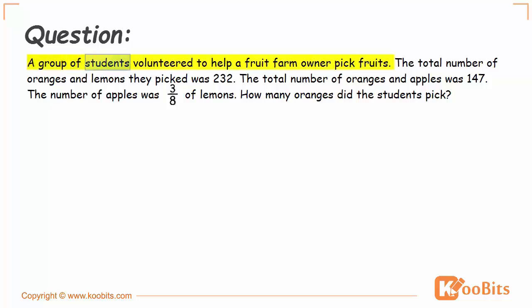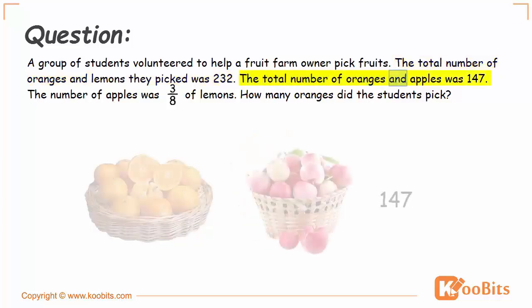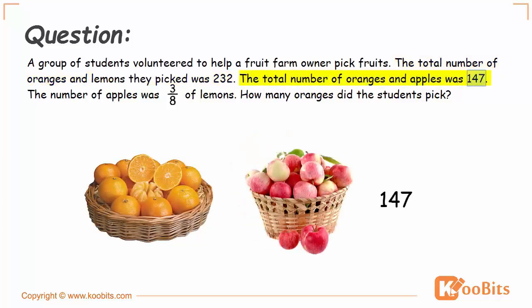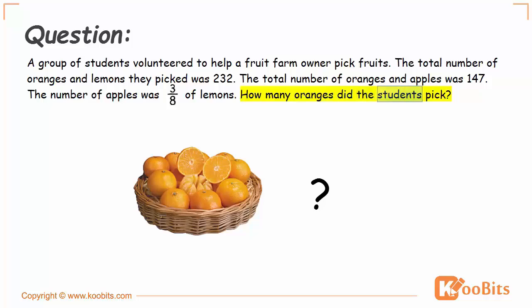Question. A group of students volunteered to help a fruit farm owner pick fruits. The total number of oranges and lemons they picked was 232. The total number of oranges and apples was 147. The number of apples was 3/8 of the lemons. How many oranges did the students pick?